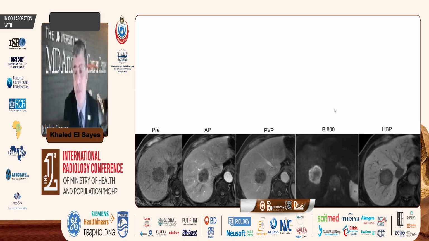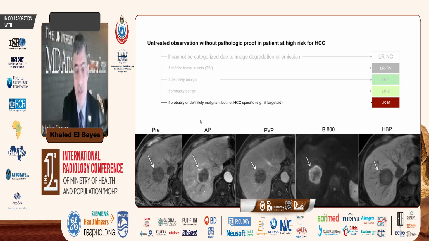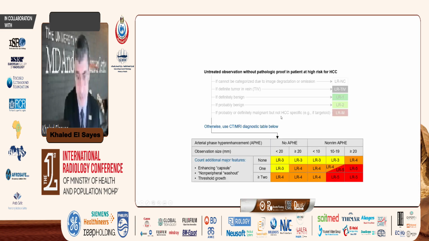This is not a common pattern in HCC. It can be seen in atypical forms of HCC, but here it's very wise to say that this is LR-M, which is probably or definitely malignant, but not HCC specific. Most likely what they do in these cases is biopsy, which will help you definitively diagnose this mass, okay? So LR-M is probably or definitely malignant, but not HCC specific.